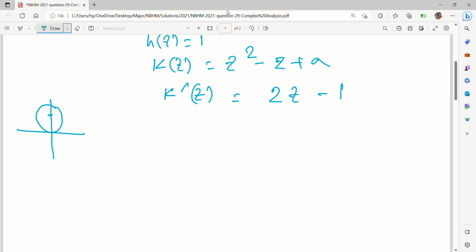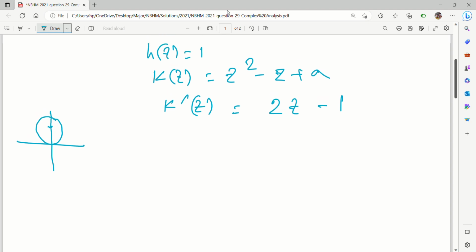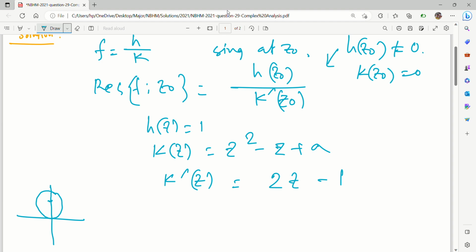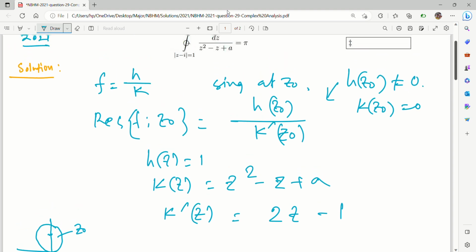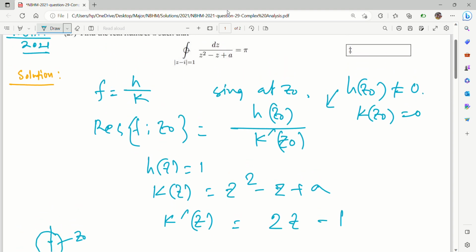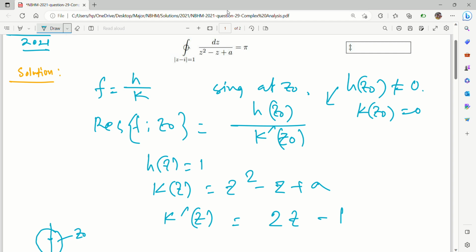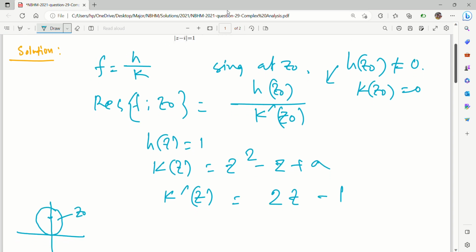So we assume that at least one of the roots is inside this circle, then only we can apply this residue calculus, right? If both zeros are outside of this circle, then the integral will give 0, from Cauchy's theorem. So we assume that at least one of them is inside this.